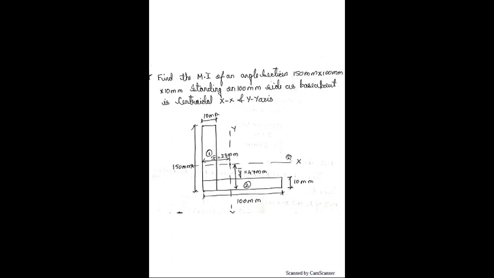Now let us divide this section into two sections. One is this and the other one is this, into two rectangles. So first we have to find out the value of x bar and y bar. Remember, always we have to find out first the CG and then the moment of inertia. So let us find the center of gravity. Now I have divided the section like this, wherein the first section is of dimension 150 by 10 and the second section is of dimension 100 minus 10, so 90 by 10.